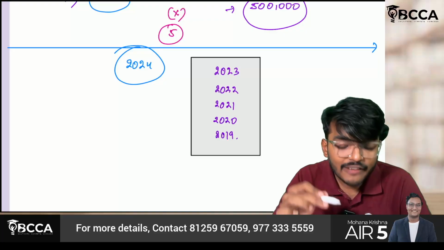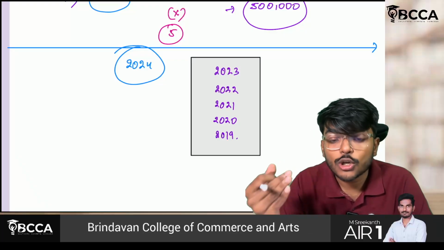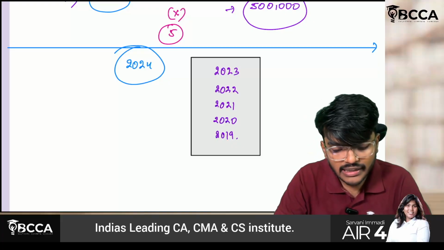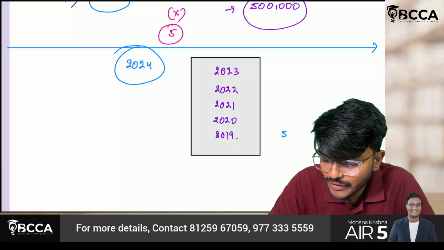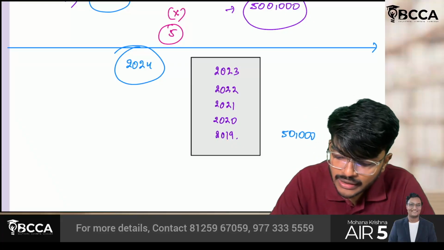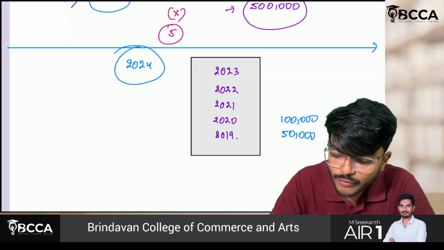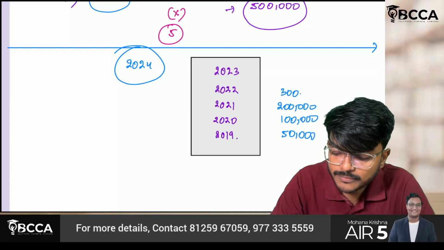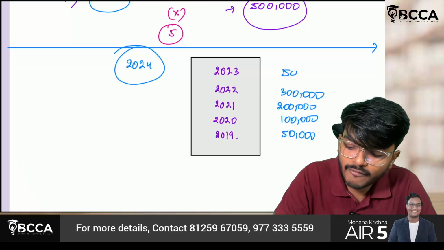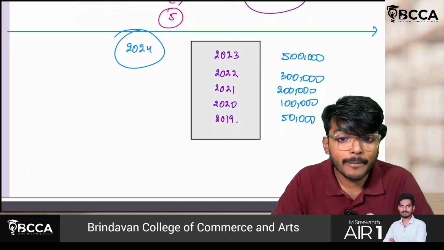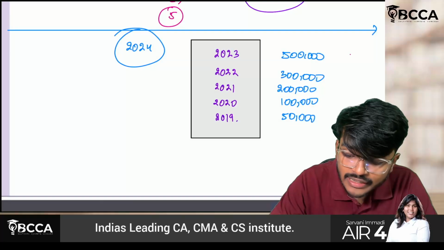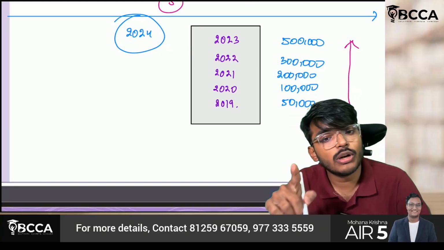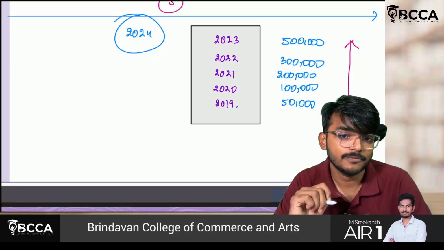Another gyan also I will give. We will be applying weighted average only when there is a trend in the profits. What is the meaning of trend in the profits? Let me take an example. 2019 ka profit is 50,000, 2020 1 lakh rupees, 2021 2 lakh rupees, 2022 3 lakh rupees, and 2023 में 5 lakh rupees. If you observe here, there is an increasing trend in the profits. So here you have to apply weighted average.